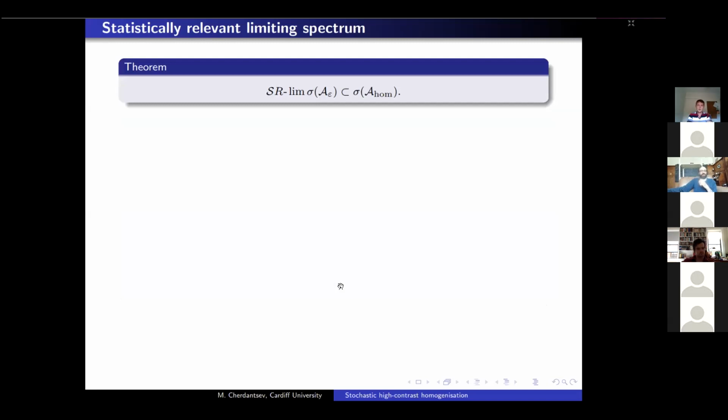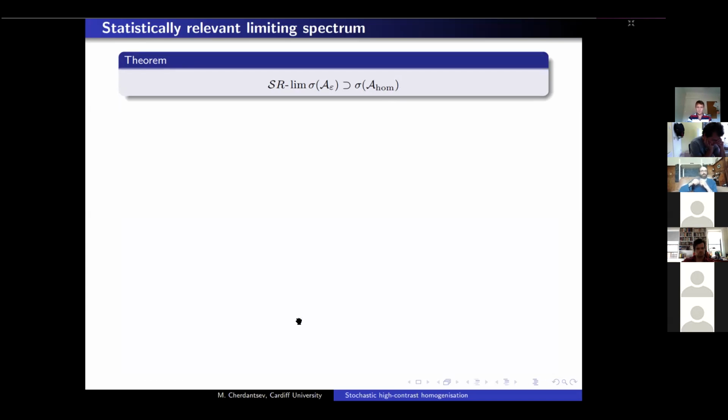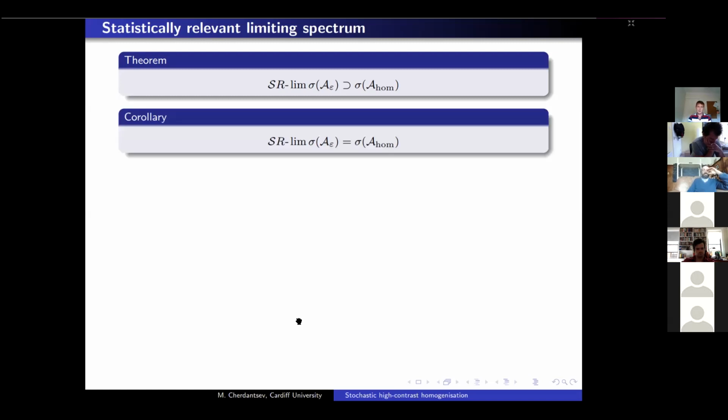Okay, and what we can prove is that the statistically relevant limiting spectrum of A epsilon is a subset of the spectrum of A hom, and the proof of this is rather simple. The whole idea is in these several lines. Basically you just pass to the limit, you get u_L, which is the Weyl-type sequence for A hom, and the right hand side f_L goes to 0 as L goes to infinity, and hence you conclude that lambda is in the spectrum of A hom. We also can prove the opposite statement, the reverse inclusion, which is technically much more complicated, and this is proved in an absolutely abstract general setting, not just for some examples. As the corollary of these two theorems, we have the equality.